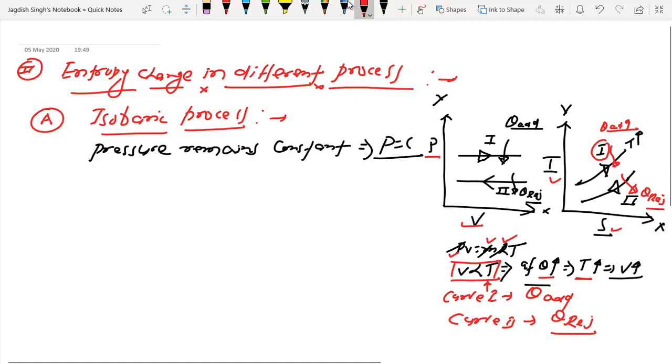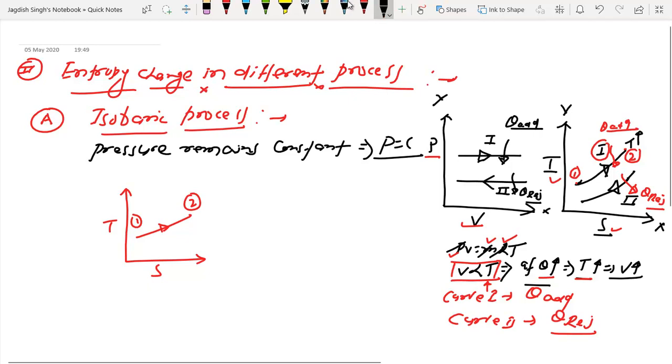Now the question begins here. For the isobaric process, how much will the entropy change be? Let us suppose this is process 1, with initial point 1 and final point 2. Let us draw this once again here on the TS plot. This is process 1 to 2.